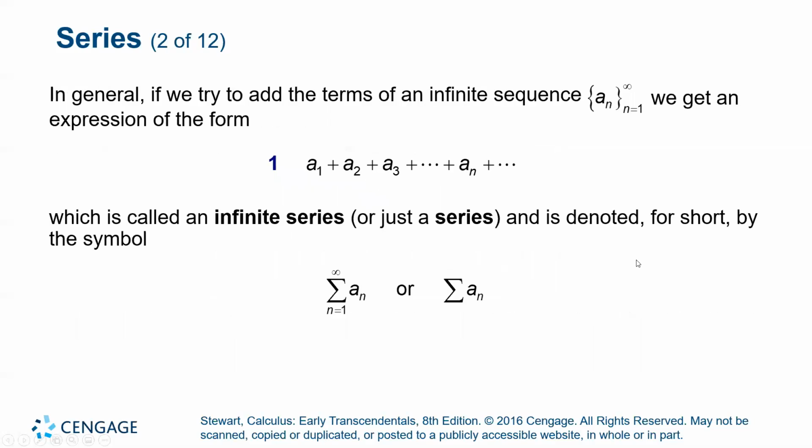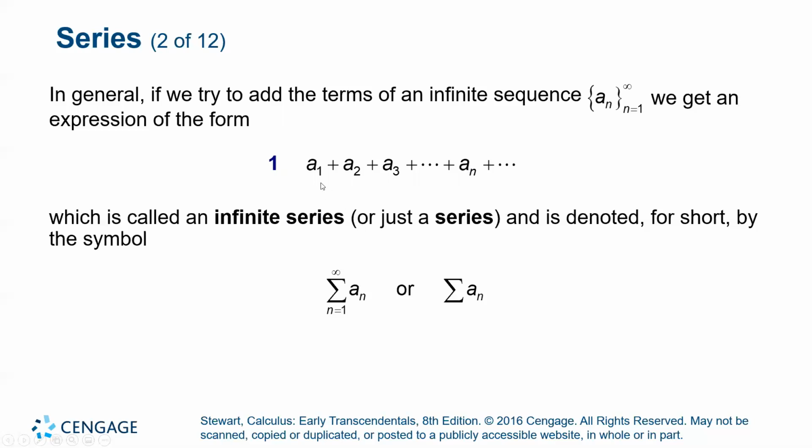Okay, so in general, if we try to add the terms of an infinite sequence, meaning n goes towards infinity, we get an expression of the form a1 plus a2 plus a3 plus, on and on, up until an, and then of course you keep going because it's infinite. If you try to add up all of these terms, we call that an infinite series. A listing of an infinite number of terms is an infinite sequence, and if you're adding all those terms, we have an infinite series. Again, series means sum.